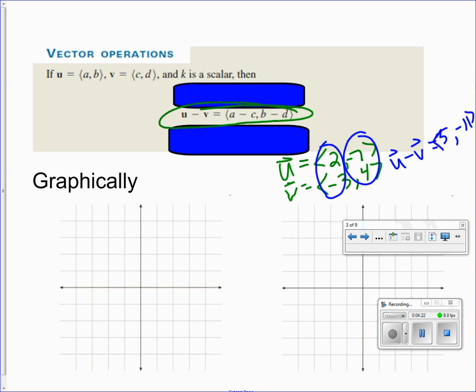There are two ways to graph 5, -11. In the first graph, we're going to put the two vectors u and v tail to tail.